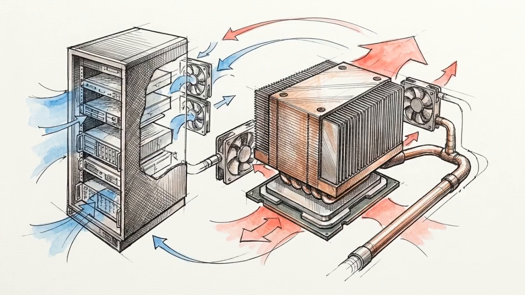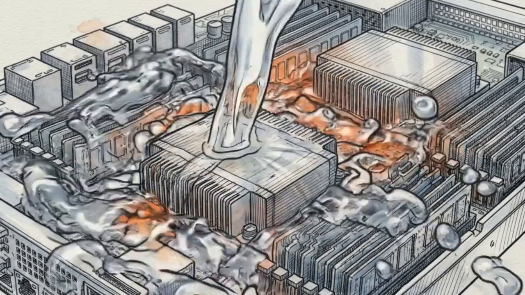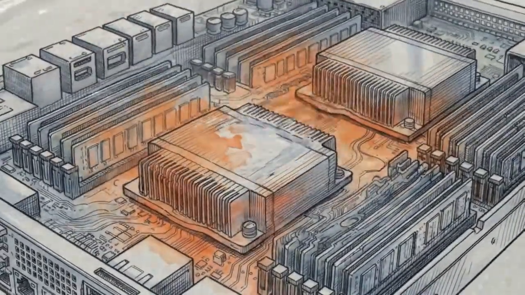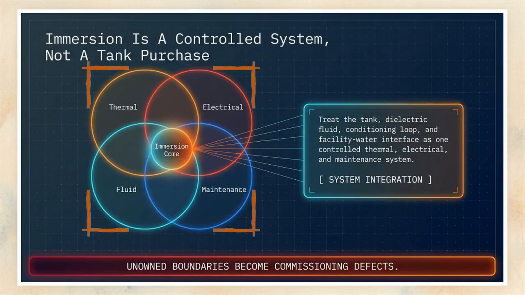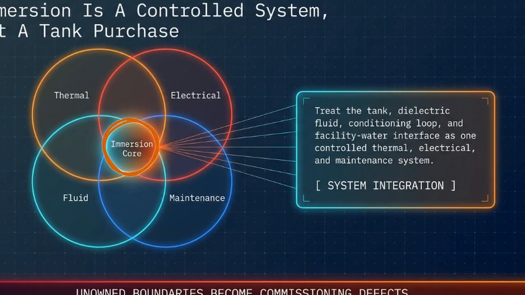For decades, data center thermal management relied on moving massive volumes of air across metallic heat sinks. In high-density environments, that air is now displaced by a dense, circulating dielectric fluid that physically encapsulates the silicon. This Venn diagram illustrates a critical reality. Purchasing an immersion tank does not yield a functional cooling system. True immersion cooling requires integrating 4 distinct engineering disciplines: thermal, electrical, fluid, and maintenance, into a single controlled core.